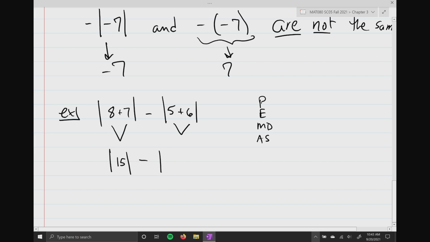5 plus 6 is 11. Notice I still have the absolute value symbols around that. Now, I'm going to do the absolute value of 15, which is 15. We're going to do the absolute value of 11, which is 11. Finally, 15 minus 11 is 4.